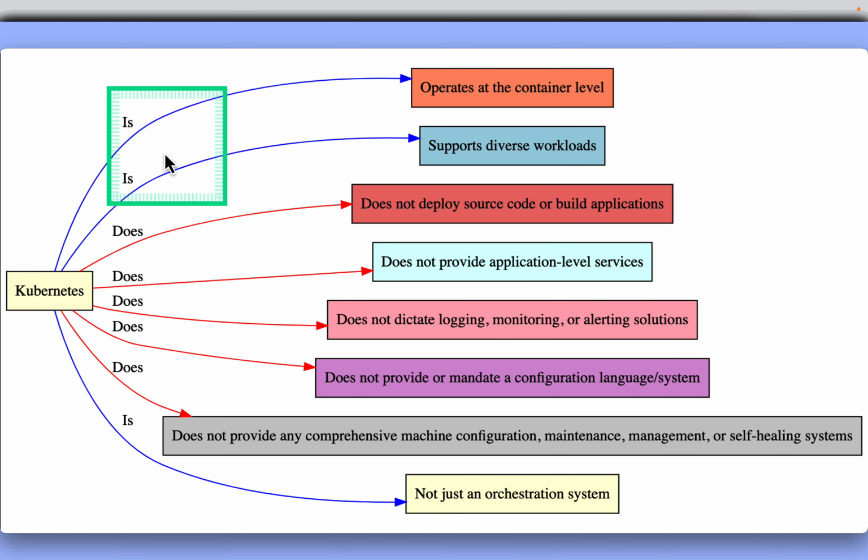So these are the points: Kubernetes operates at the container level and supports diverse workloads. It does not deploy source code or build applications. It does not provide application-level services, does not dictate logging, monitoring, or alerting solutions, does not provide or mandate a configuration language or system, does not provide any comprehensive machine configuration, maintenance, management, or self-healing, and is just not an orchestration system. So I just have to fix this typo. This should be "does not", or this should be nothing. Sorry for that.